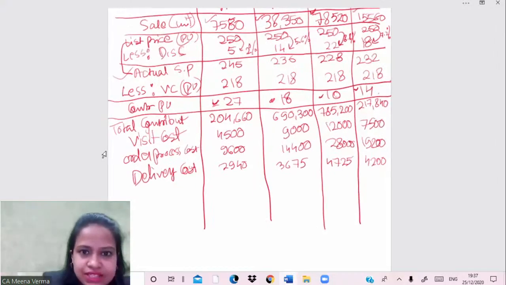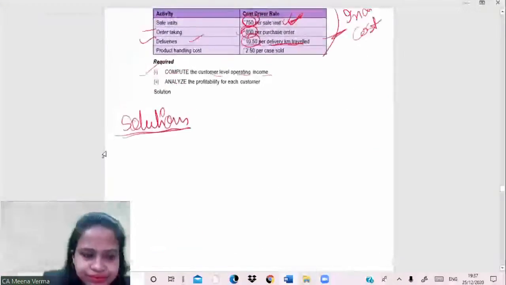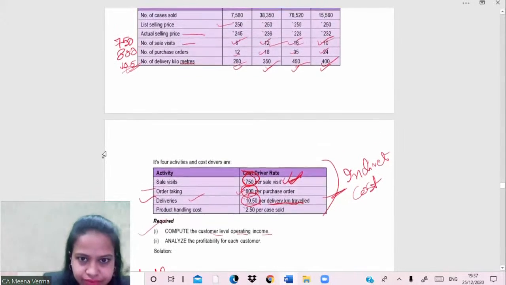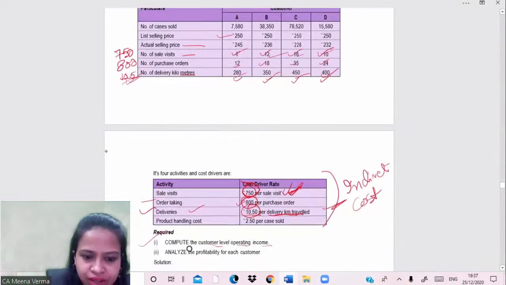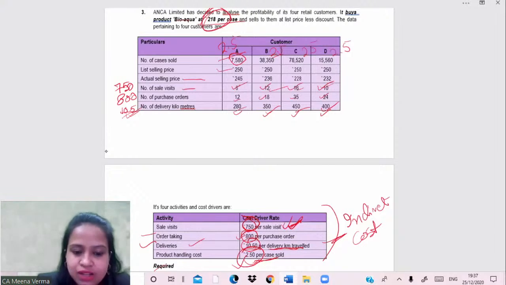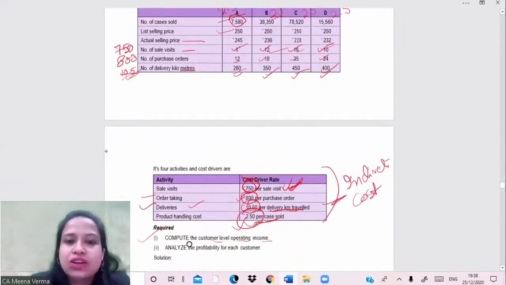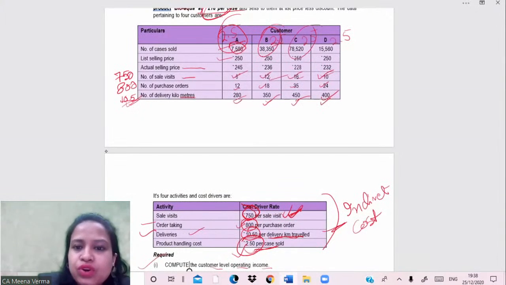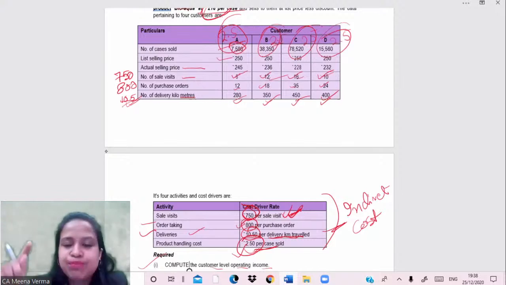Next, one more cost is left here. Next is product handling cost. Per unit, the unit which you sold, this is the product handling cost. So you are selling this many units, so you can find the product handling cost by multiplying 2.5 with this. Similarly, 2.5 with this, 2.5 with this, and 2.5 with this. With the help of this, you can find the product handling cost, right? The number of units you are selling, cost per unit is given here. So multiply them, you will get the product handling cost.